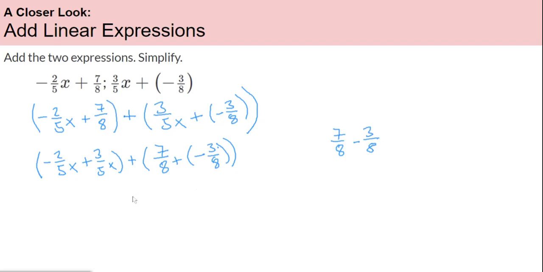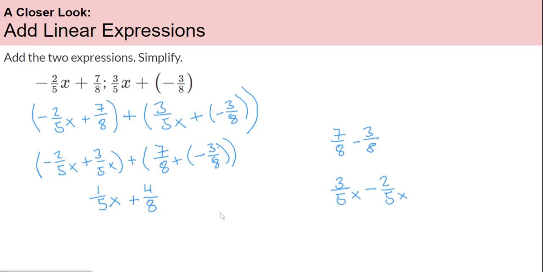So let's do that. We got negative 2/5 x plus 3/5 x. Again, I'm going to move these around too. We could put the 3/5 x in the front, and then we could put the minus, because it's a negative 2/5 x. So it's 3/5 x minus 2/5 x. That's easier to see. 3 minus 2 is 1, so I'll get 1/5 x. Remember the denominator stays the same when we add or subtract. And then same thing over here, 7/8 plus negative 3/8, or 7/8 minus 3/8 would give us 4/8.